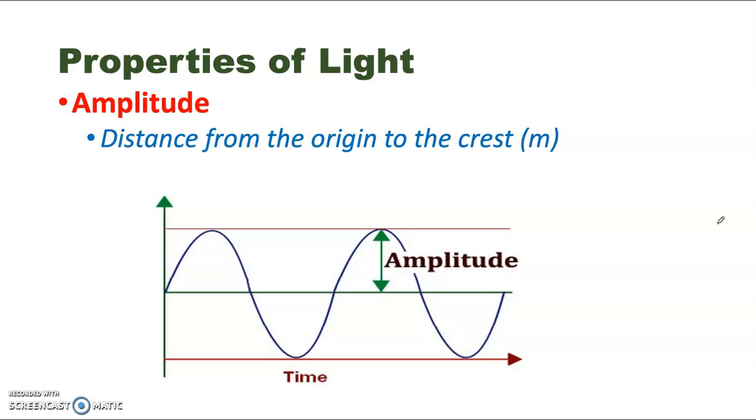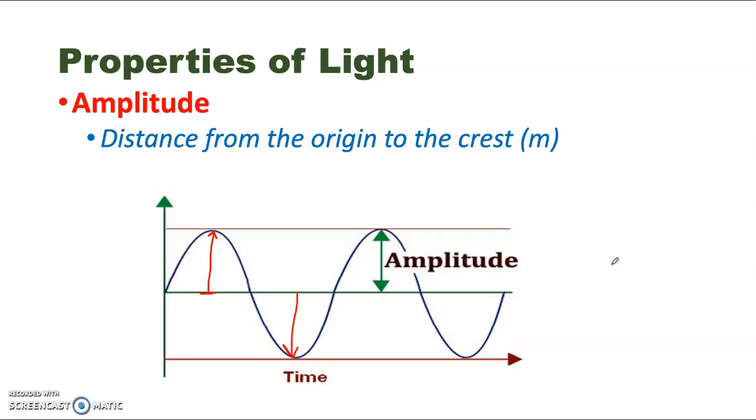Amplitude, that's the distance from the origin to the crest. That's how tall the wave is. You take the origin, which is called the zero energy point, and then the distance to the highest energy point of the wave. You can also measure from the origin to the trough, same distance. So amplitude is how tall it is, and it has to do with how much energy the light has.